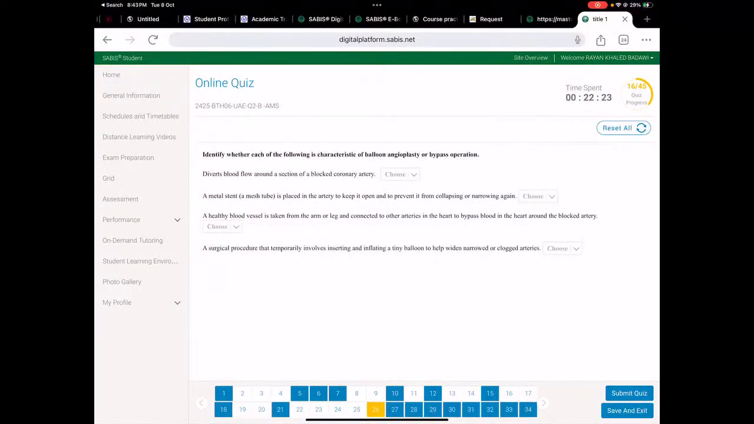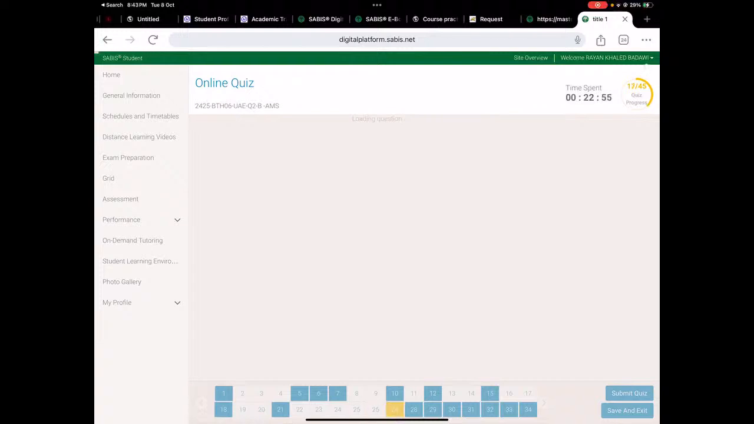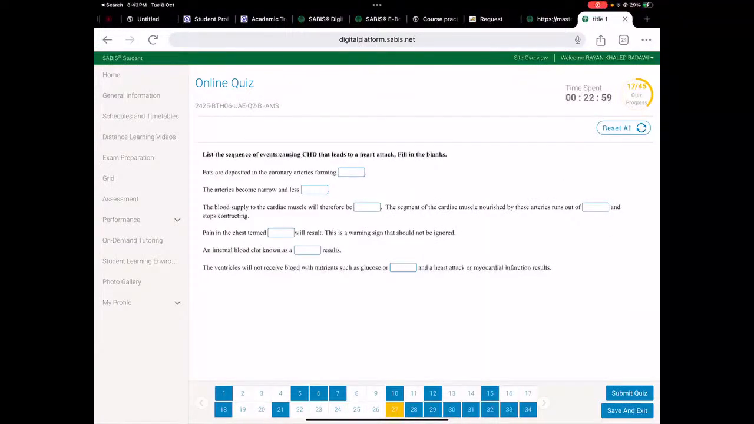So divert blood flow around a section. When we divert it around the section, it's called a bypass. So bypass is when we get a different pathway, for example. However, when we put something in to keep it open, it's going to be angioplasty. Now when we take another blood vessel, it's also going to be a bypass operation. Inserting and inflating a tiny balloon is angioplasty. That's how atherosclerosis happens.